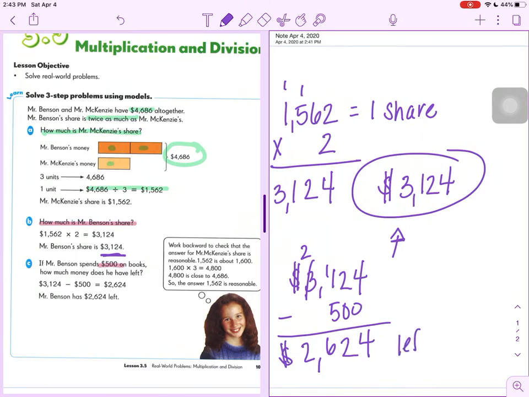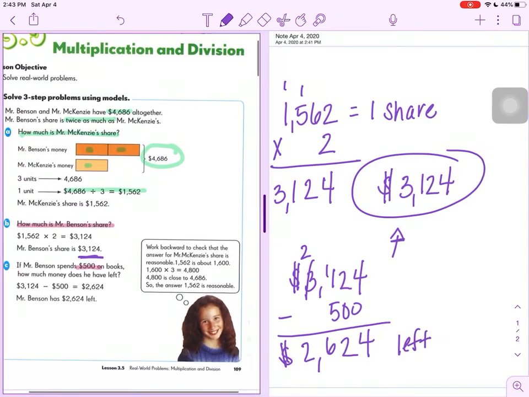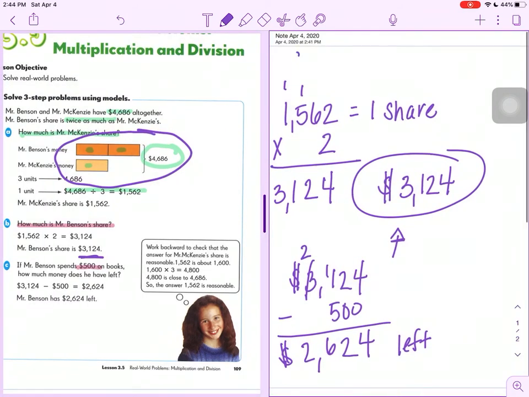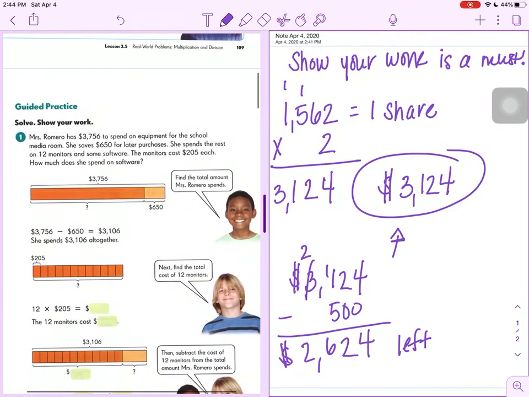$2,624 left over. Okay, and like we've done before, these bar models, those are just a visual, a strategy to use. It's not a must at all. However, showing your work is a must. That is a must. Okay, so let's move on.